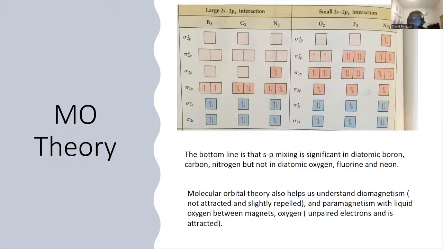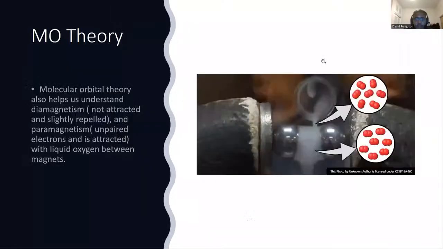So MO theory, let's continue. MO theory helps us understand diamagnetism, in which you have paired electrons, or paramagnetism, in which you have unpaired electrons. And you can see an example of this with supercooled oxygen being held up between two magnets.